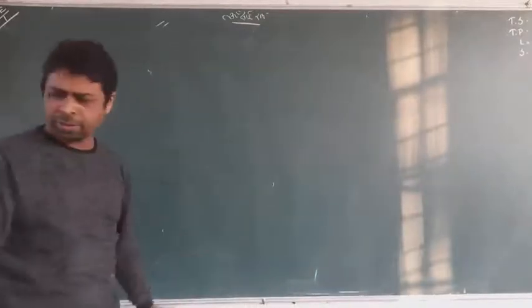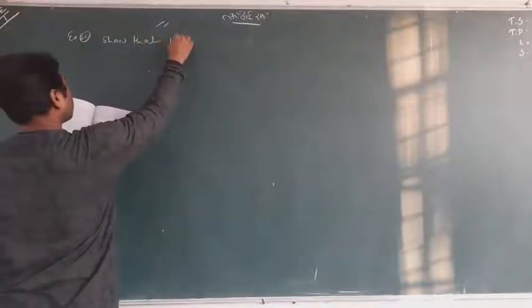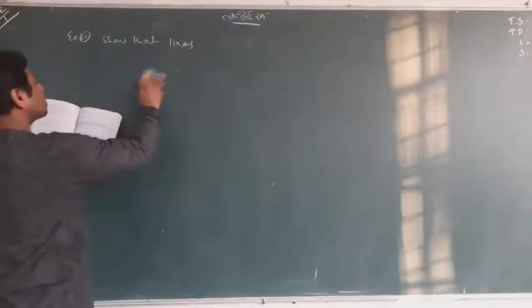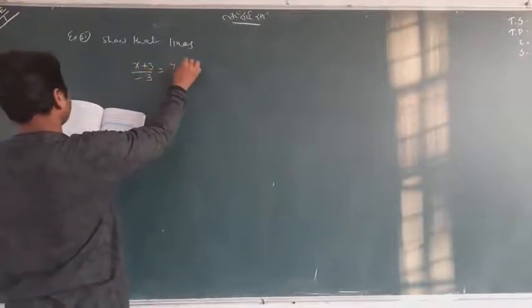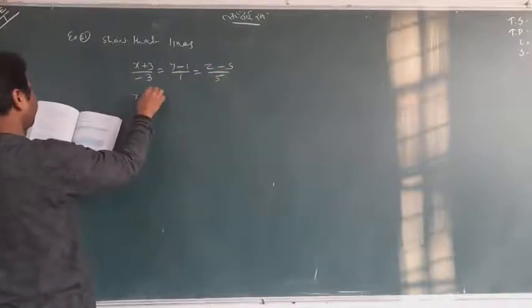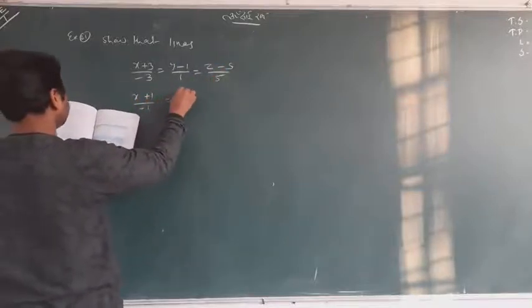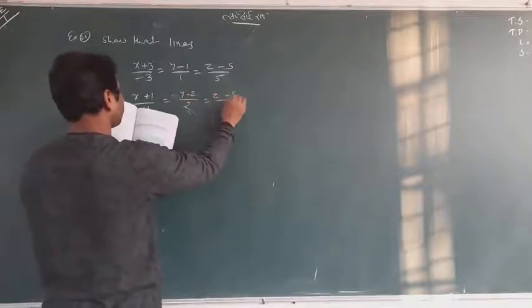Look at this. The question is, show that lines (x plus 3) upon minus 3, (y minus 1) upon 1, (z minus 5) upon 5, and (x plus 1) upon minus 1, (y minus 2) upon 2, (z minus 5) upon 5.